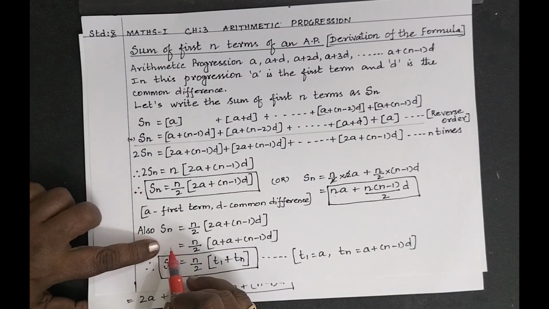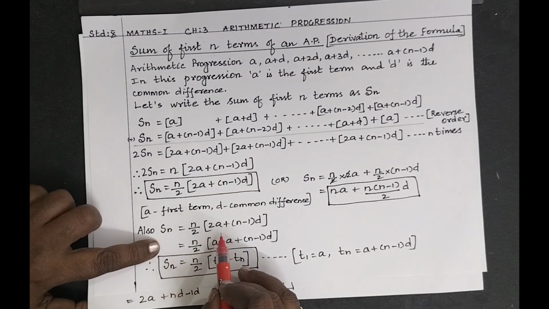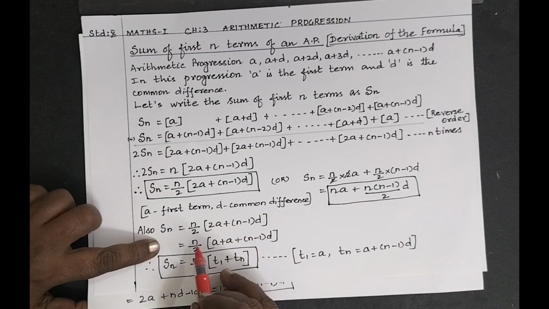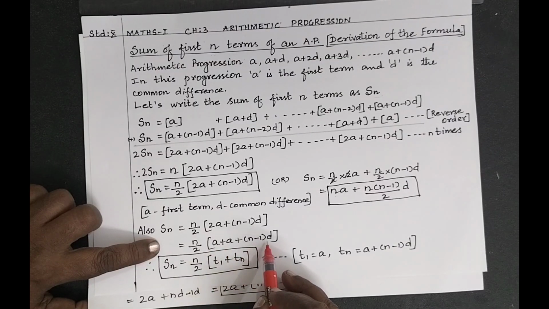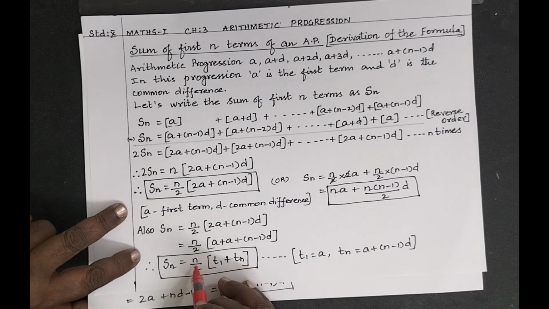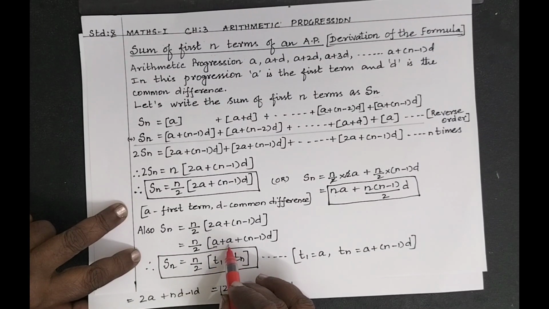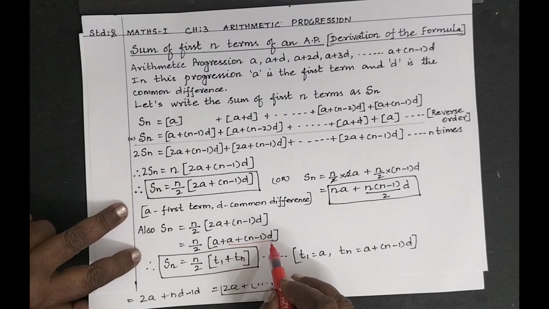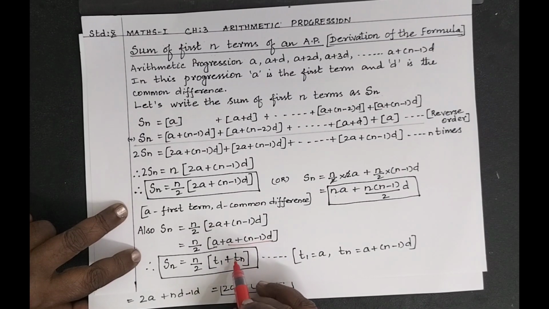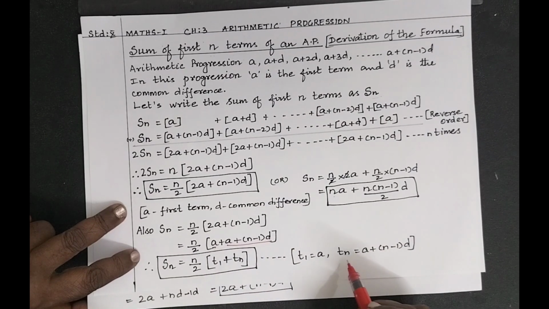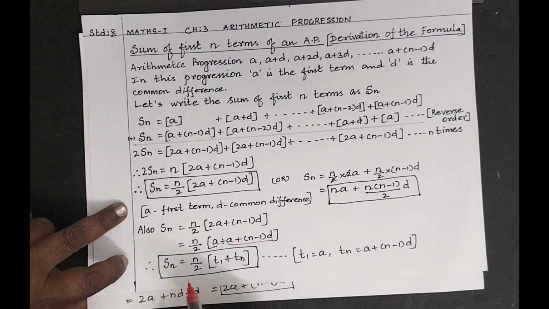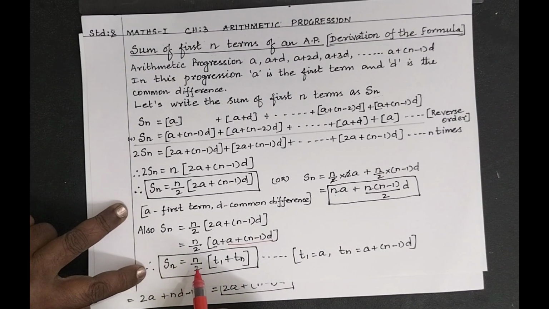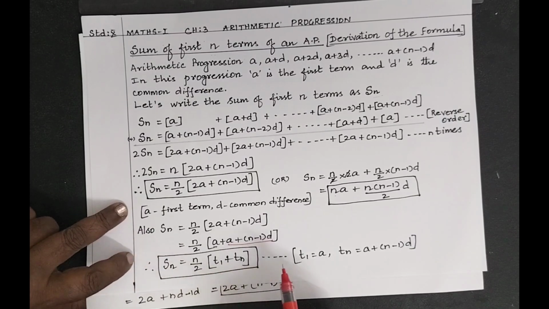Also, this formula Sn equals n by 2 into (2a plus (n minus 1) into d) can be written as n upon 2 into (a plus (a plus (n minus 1) into d)). Now, a is the first term, so instead of a we put t1. And a plus (n minus 1) into d is the nth term, tn. So we can use Sn equals n upon 2 into (t1 plus tn).